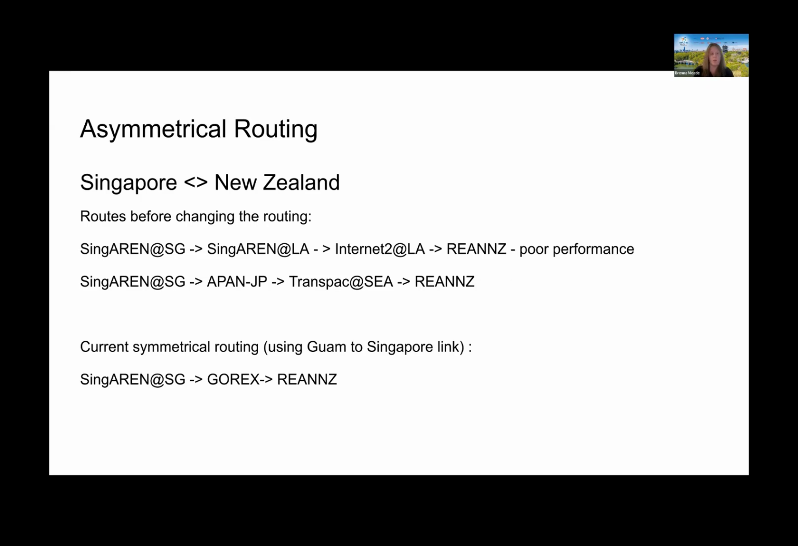After working with the routing working group and changing some peering, this route actually now uses the SingAREN to GOREX to REANNZ route, improving performance dramatically and allowing us to work with those REANNZ engineers to get this problem fixed.